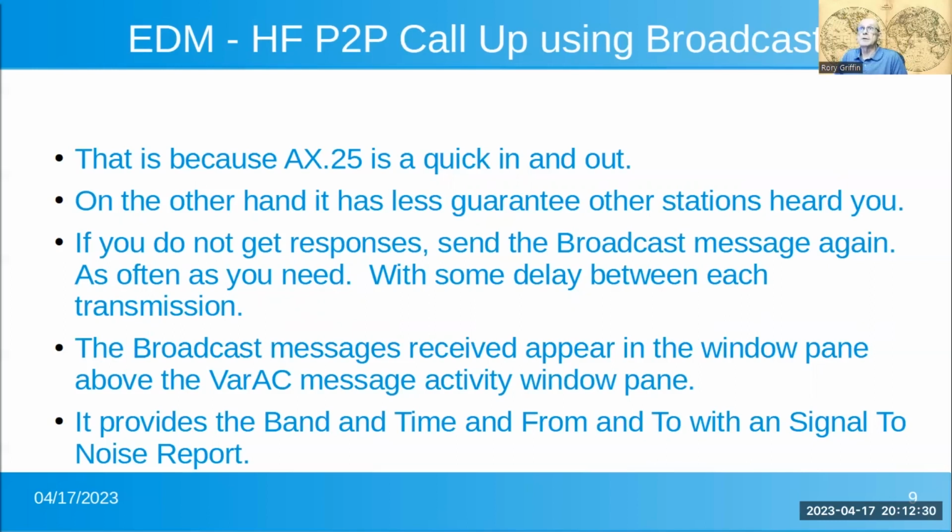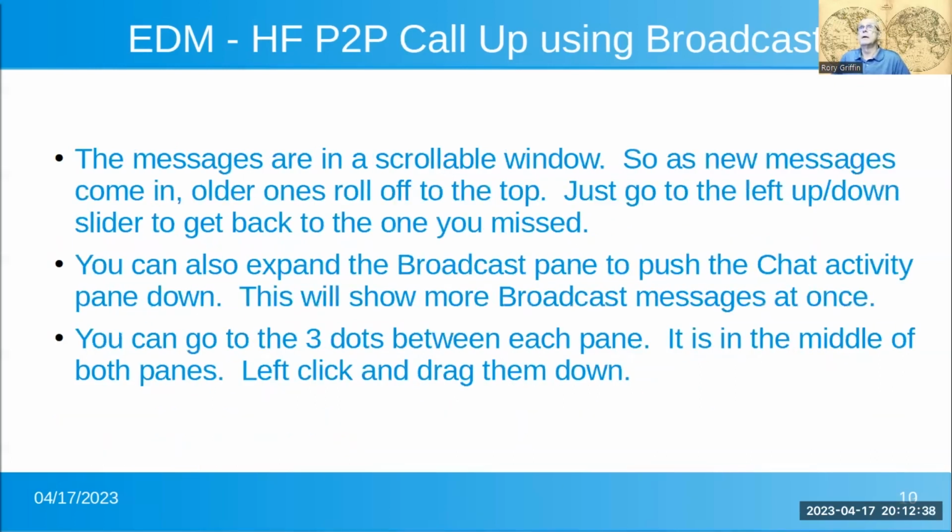The broadcast messages received appear in the window pane above the VarAC message activity window pane. It provides the band, time, and from and to signal noise report as well, a new feature. The messages are in a scrollable window, so as the new messages come in, older ones roll off the top. So just go over to the left and use the up and down slider to get back to the ones you missed.